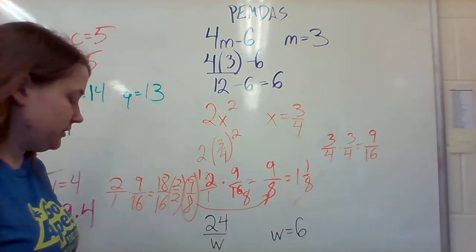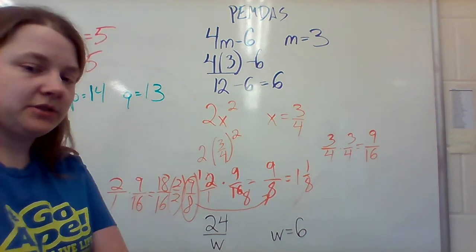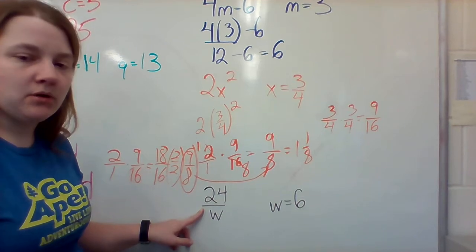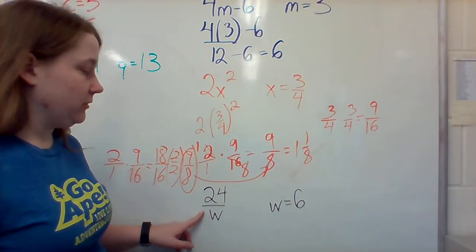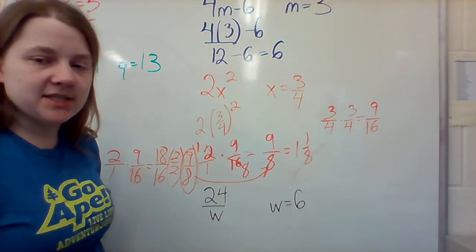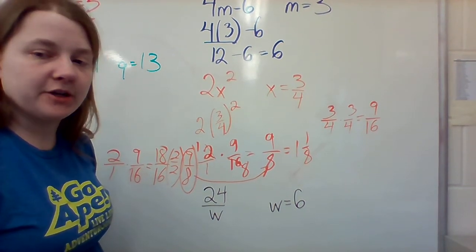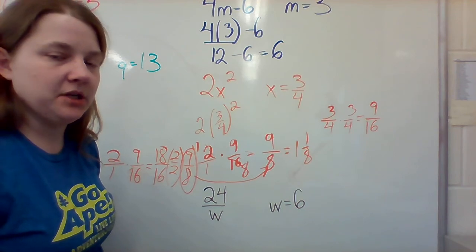What you're going to do is you are going to solve this expression, 24 over w, where w equals 6. Think very carefully about what that fraction bar means and which operation it's referring to.